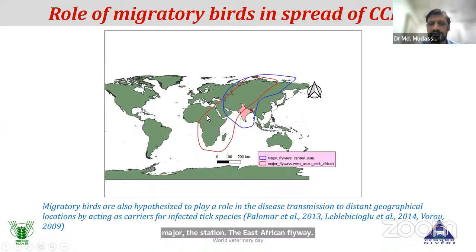This flyway, the major West Asian East African flyway, comes into the northern states of India, Rajasthan and Gujarat. So this flyway overlaps with those states. This may be one reason why only Gujarat and Rajasthan have a few cases, and UP also has a few cases reported. In Jammu and Kashmir there was a very early report too, but mainly Gujarat is affected. They say this is one possible reason, because more studies are required.